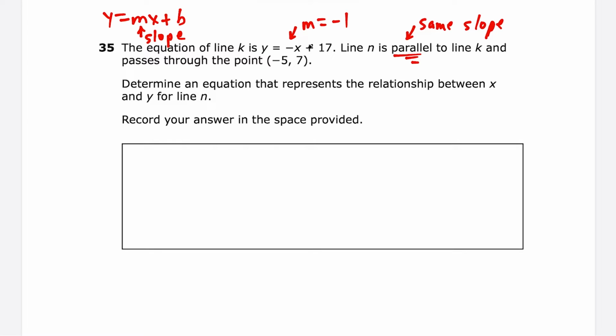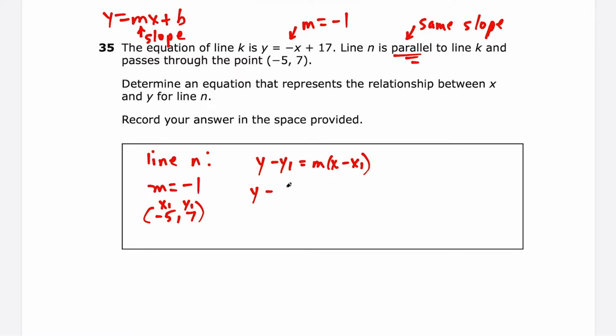Okay, so I could say the slope of line N. So for line N, let's write that over here. For line N, the slope is equal to -1. And it's going to pass through the point -5, 7. So for this, I'm going to call this point here x1, y1. And I'm going to use the formula y minus y1 equals m times x minus x1. Okay, the point slope form equation.